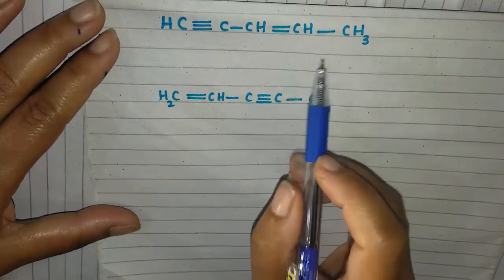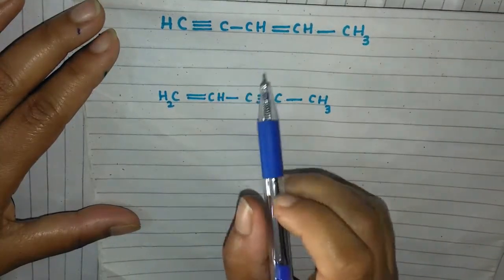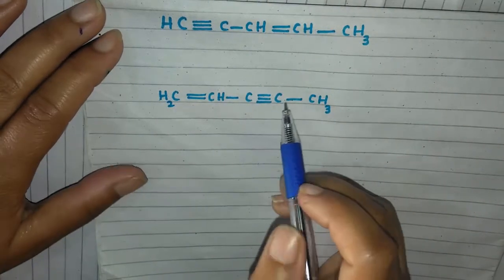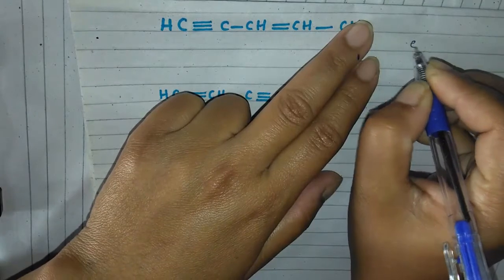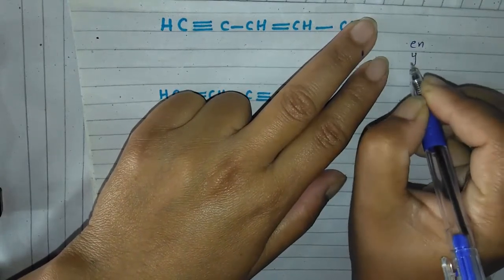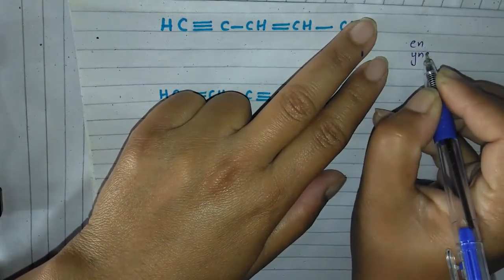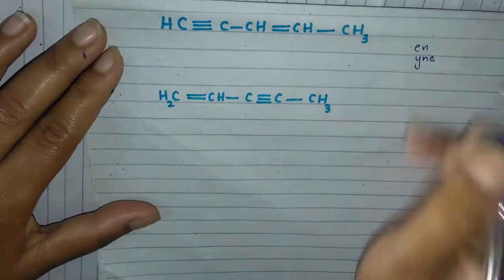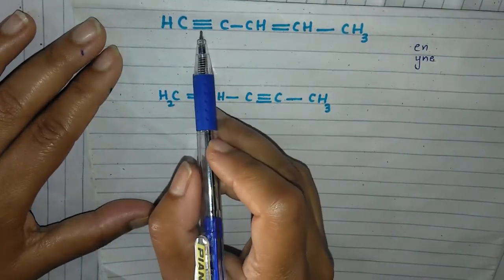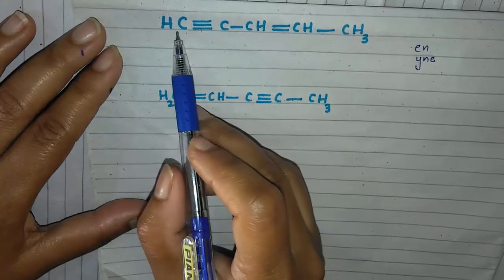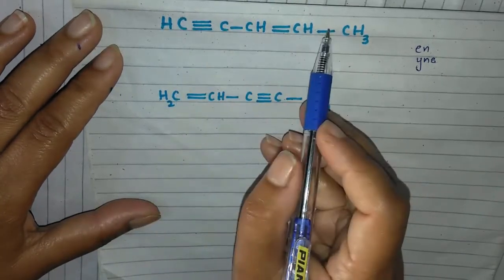Now if double and triple bonds both are present in a compound, then we will write the name with en and yne, en and yne at the end of the parent compound. Now consider these two examples. In this case, the triple bond is getting the least number. We will start numbering from here.